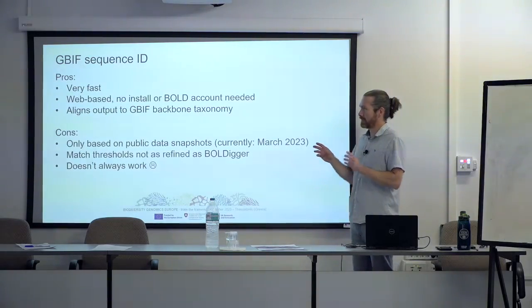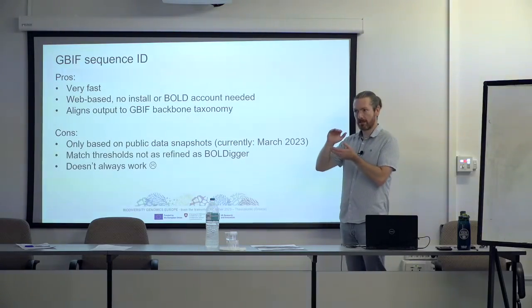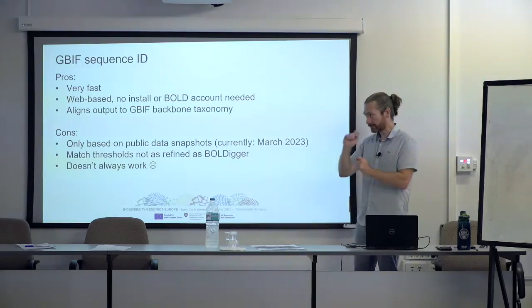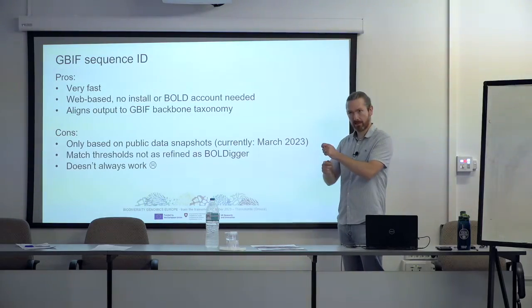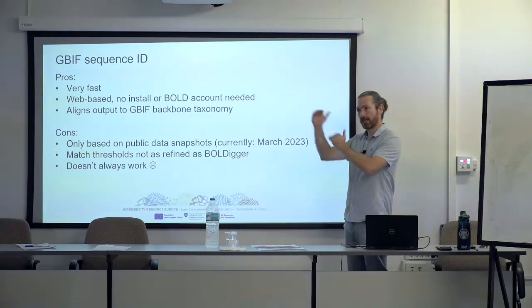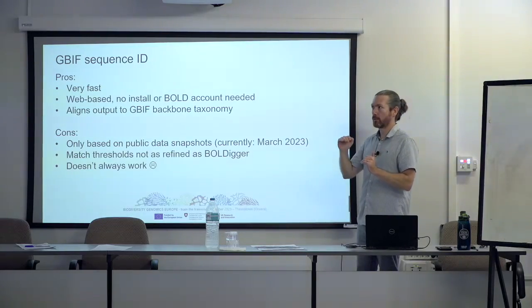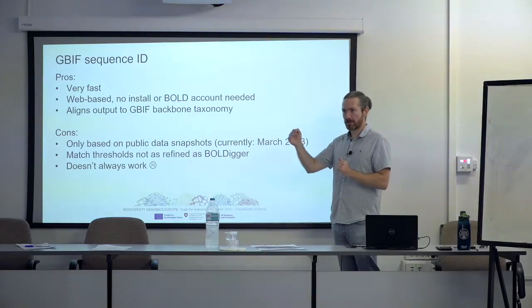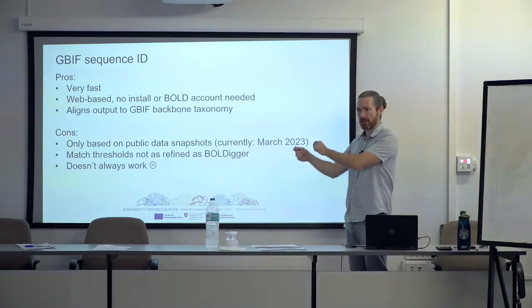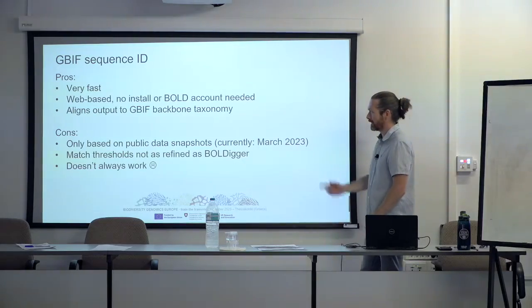They take the public data, I think, and then do a 99% clustering on that public data, and then you match against those clusters. That is different to the way Bold does it, and different to the way Bold Digger does it. If you take the same file and run it through these different programs, you will get slightly different results. Typically one of them will match to a species and say, I'm happy with that. One of the others will say, I've matched to the same genus, but I'm not happy assigning it to a species, essentially. And it doesn't always work.